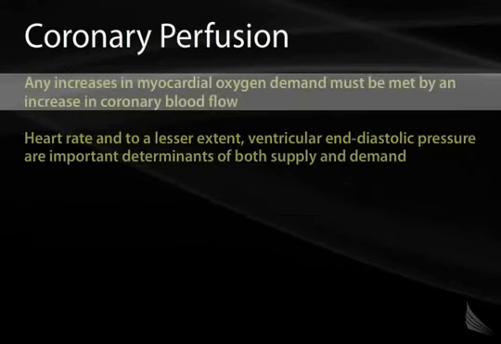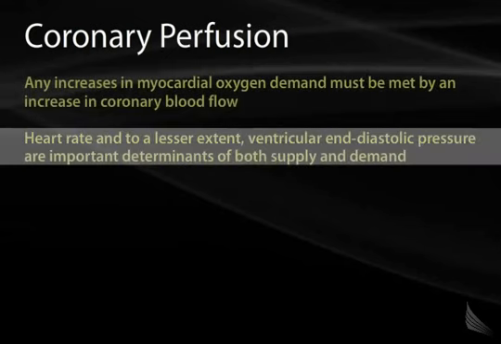Therefore, the heart is able to increase its amount of oxygen only by causing coronary vasodilation, and this occurs mostly because of adenosine. The heart rate and the ventricular end diastolic pressure are important for supply and demand, as we mentioned before.